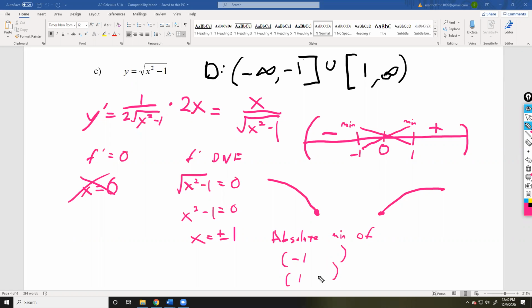Well, if I plug in -1 or if I plug in +1, now we're plugging into the original function. Plug in -1, well, -1 squared is 1 minus 1 is 0. Square root of 0 is 0. Plug in 1, I'm also going to get 0. So both of these kind of tails start at (1, 0) and then go off in their directions.